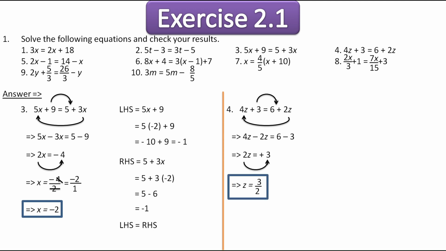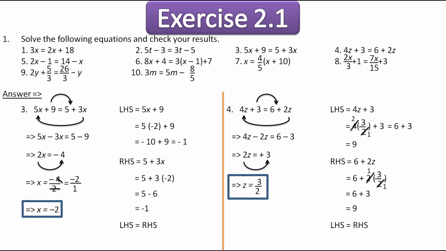Let's put the value of z in the LHS part. LHS part we have 4z plus 3. So 4 in the bracket 3 upon 2 plus 3. So here 2 ones are 2 and 2 2s are 4. So 3 2s are 6 we have, and plus 3. So 6 plus 3 is 9. Now let's check for RHS, that is 6 plus 2z. So the value of z is 3 upon 2. So 6 plus 2 in the bracket 3 upon 2. So here 2 ones are 2 and 2 ones are 2. So 3 ones are 3 we have, now 6 plus 3 is 9. So we got LHS is equal to RHS.